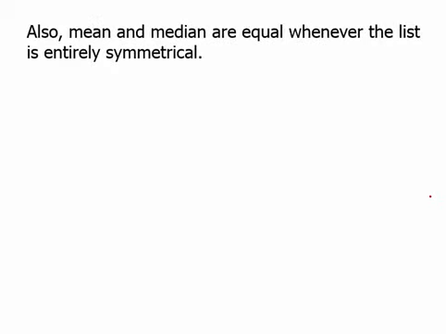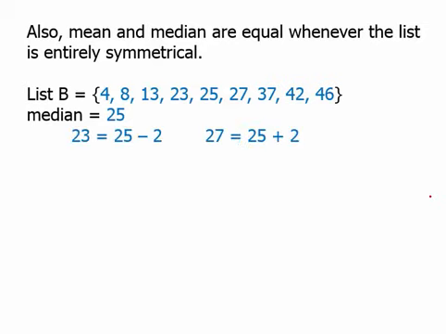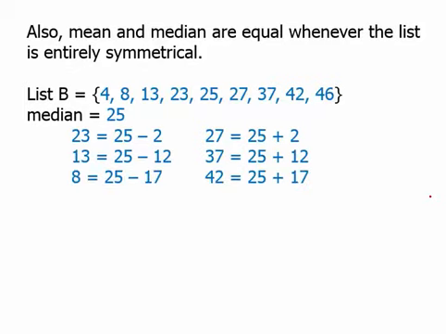Also, mean and median are equal whenever the list is entirely symmetrical. What do I mean by that? Well, consider this list. Of course, the median is the middle number, 25. Now think about the other numbers. 23 and 27 are both exactly 2 away from 25. 13 and 37 are 12 away from 25. 8 and 42 are 17 away from 25, and 4 and 46 are 21 away.